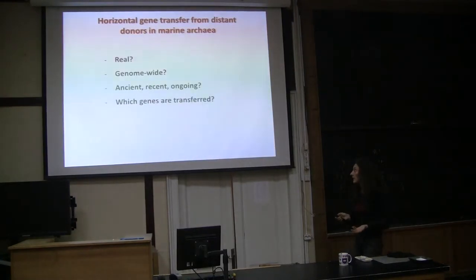Are these cases real? This is the question I'm asking here. If they are real, are they genome-wide? Is horizontal gene transfer widespread in the genome? Is horizontal gene transfer ancient, recent, or ongoing? And which are the genes? What kind of genes are transferred?